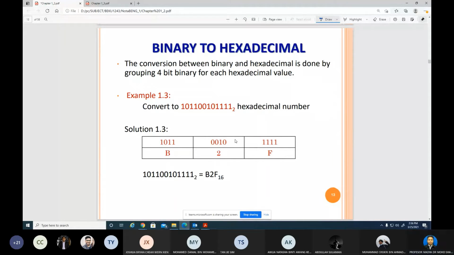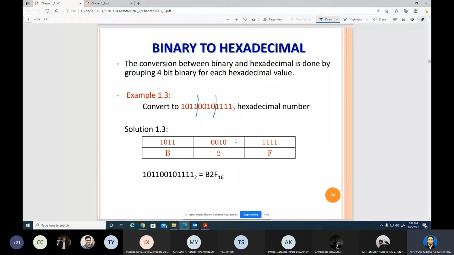For example, 4 bits, 1 2 3 4, we can split as one group. Okay, 1 2 3 4, one group. Right, so this is for binary to hexa. For example, if binary to octal, you can split by 3. If this one is hexa, we split by 4.